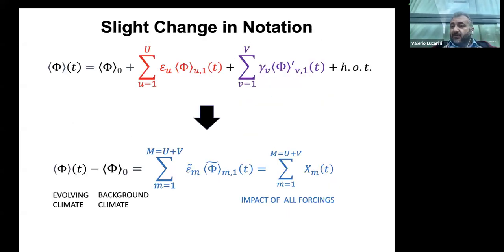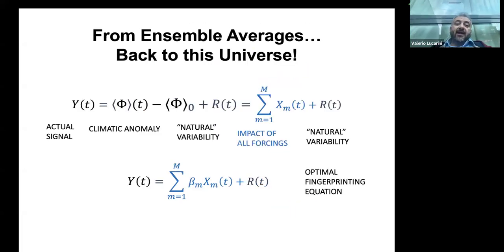But remember, we are still in statistical mechanics. So we live in the world of ensemble averages. So this is the ensemble average on the pullback attractor at time t minus the reference ensemble average, which is equal to these terms. Now, if we lift this result to the individual trajectory, we get this result. So basically, we choose one realization in the pullback attractor, and we get that the actual signal, y of t, so the difference between what we measure for this realization of the stochastic process minus the ensemble average, is equal to what? To the sum of these fingerprints plus the natural variability, which is again left on the right-hand side.